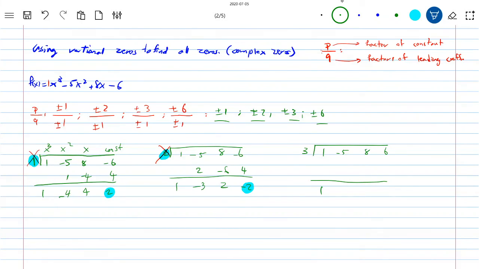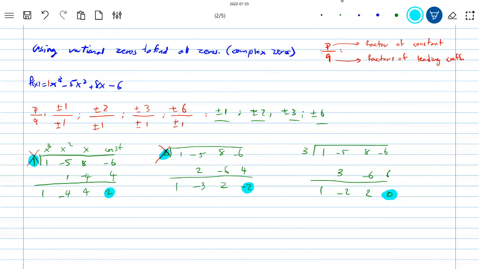Okay, drag down 1, 1 times 3, 3. Add them up, negative 2. Negative 2 times 3 is negative 6. Add them up, you'll get 2. 2 times 3, 6. 6 and 6, 12. Oh, this is negative 6. There we go. 6 and 0. Yeah. Now I see a 0.